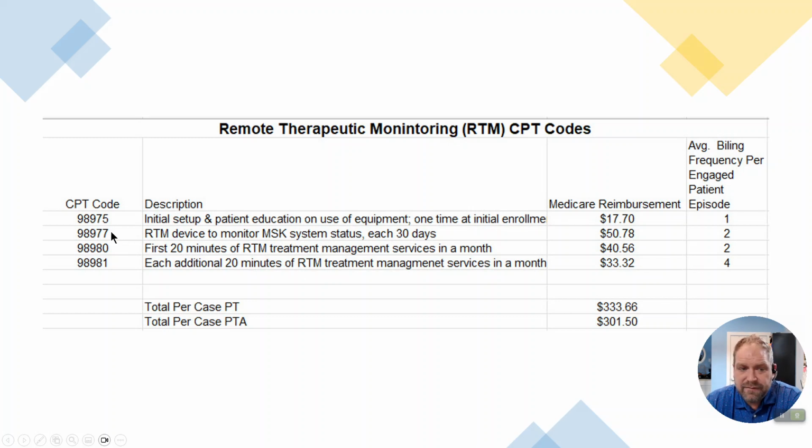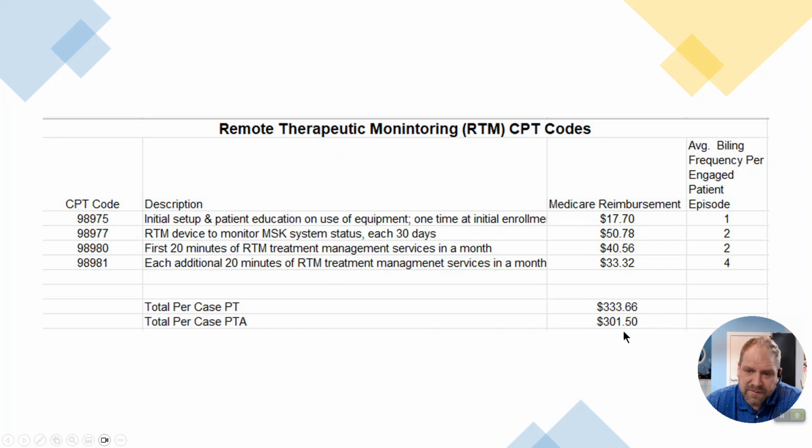So we're on average generating one 98975, two 98977s because it's 2 months, two 98980s because in the first month we're generating 20 minutes, right? Second month we're generating 20 minutes. And then we're also generating an additional four 98981s because we're doing 60 minutes a month. So you can kind of see the math.